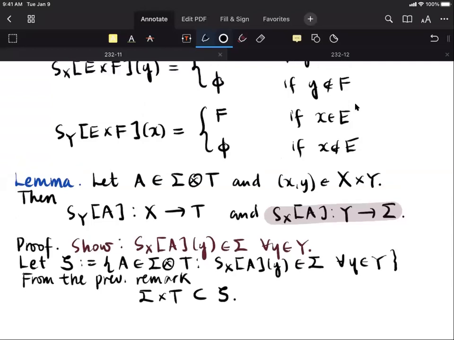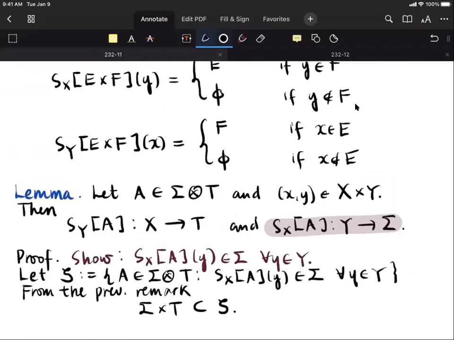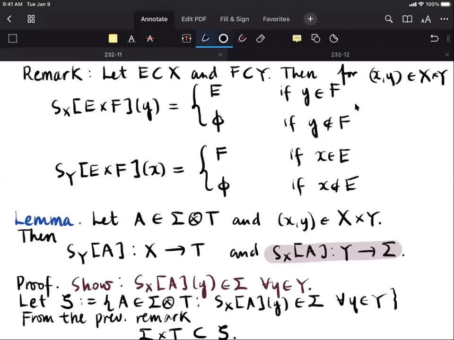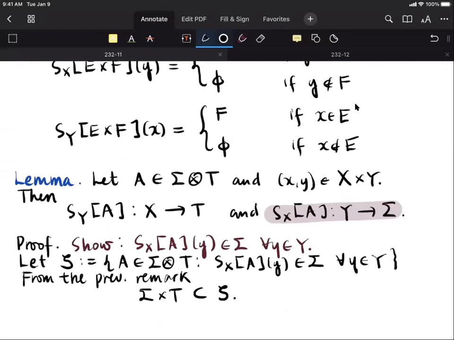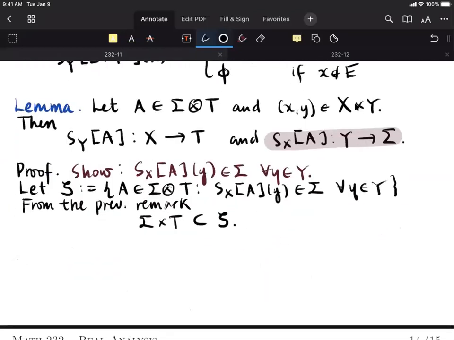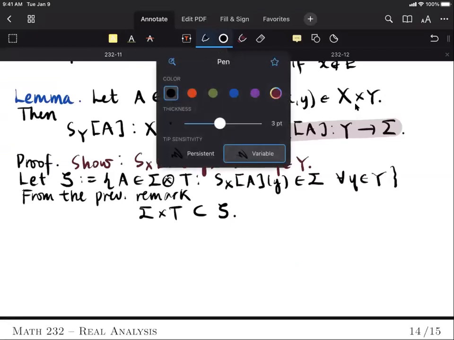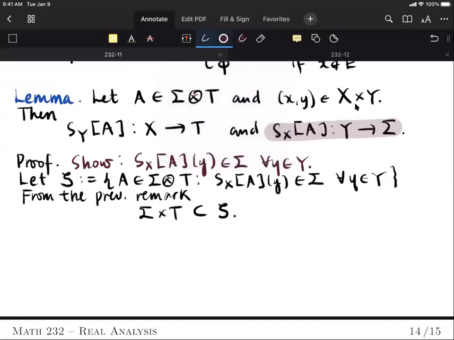So you can take A to be the Cartesian product E cross F, where E is in sigma and F is in tau. And you can see that according to these equations here, you have either E or F, then we have this. So we claim that S is a sigma algebra.